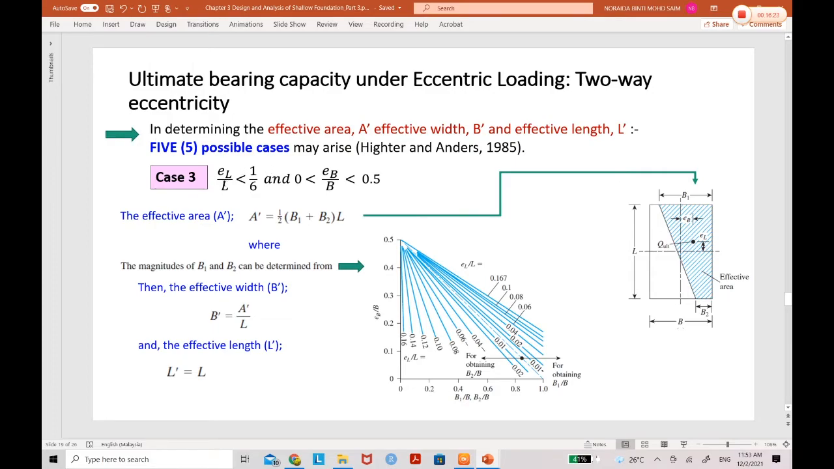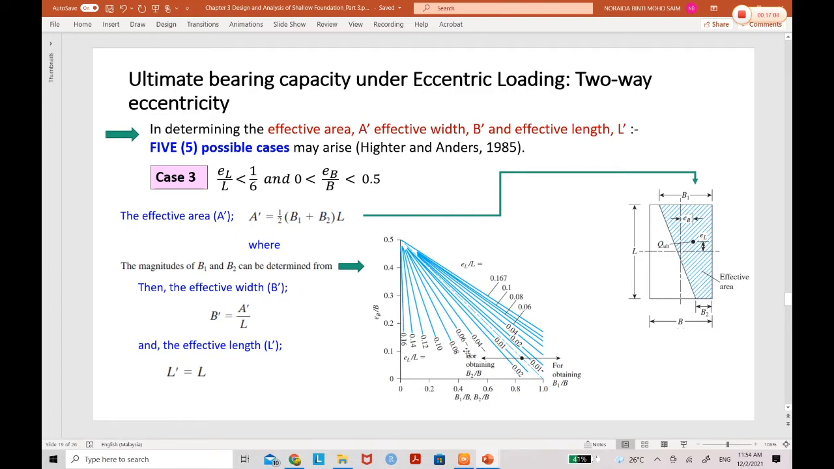You can see that the requirement is eL over L is less than 1 over 6 and eB over B in the range of more than 0 but less than 0.5. Now you look at the effective area A prime, which is half times B1 plus B2 times L. We have L, the size of the foundation, but we don't know B1 and B2. This is the effective area for this kind of condition. Now we need to determine B1 and B2.